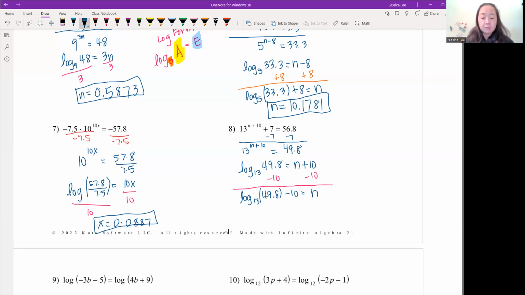I do have a calculator on here. So I'm going to do the log. I'm going to go math, and then it's going to be base 13 going over to 49.8 without the parentheses, minus 10. All right. So it should look, oh, can you see that?